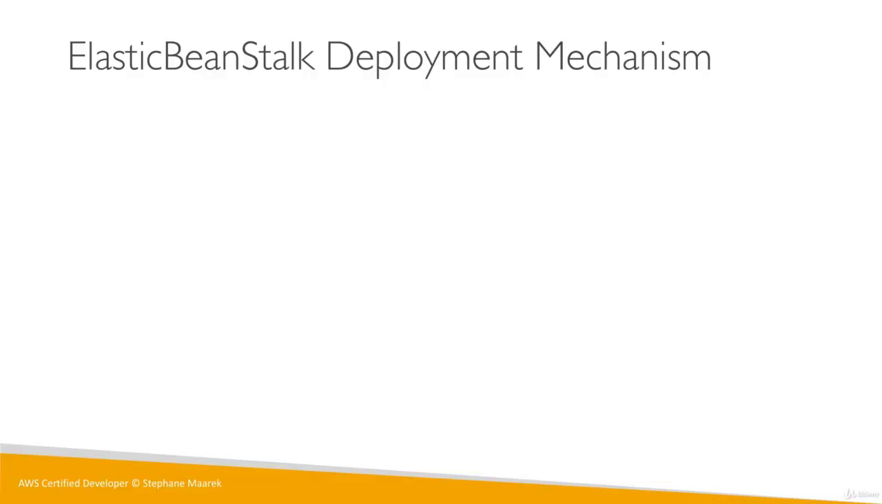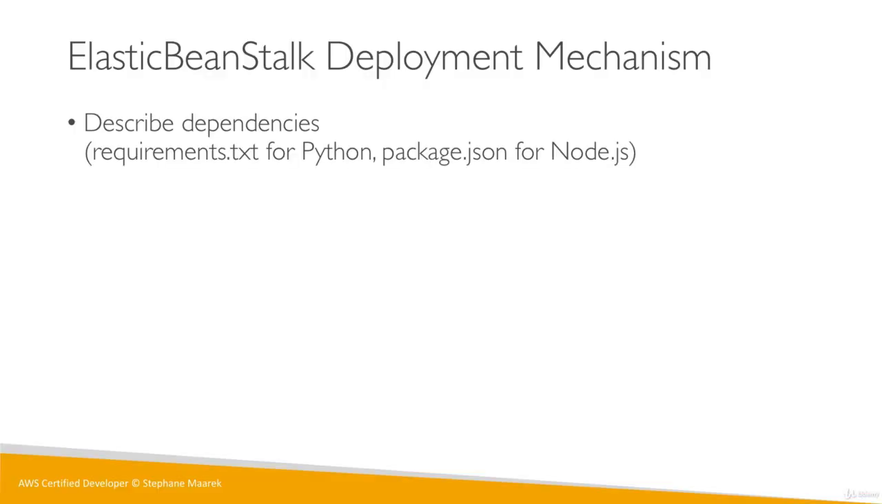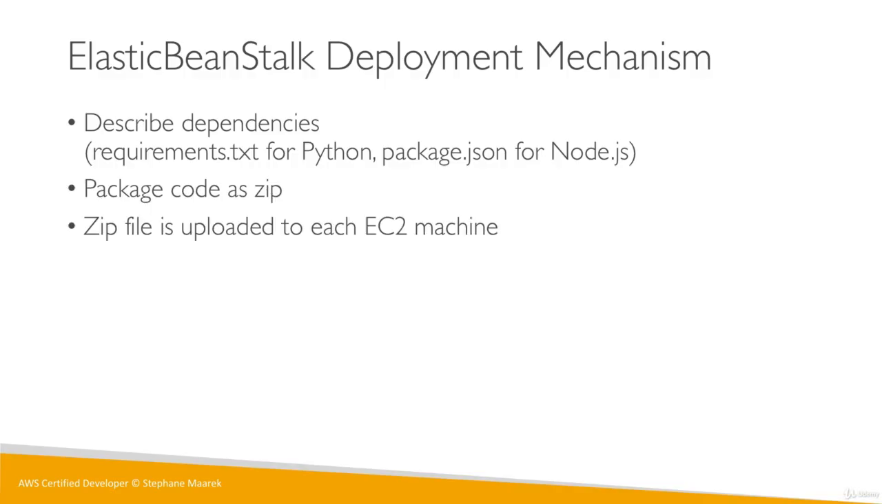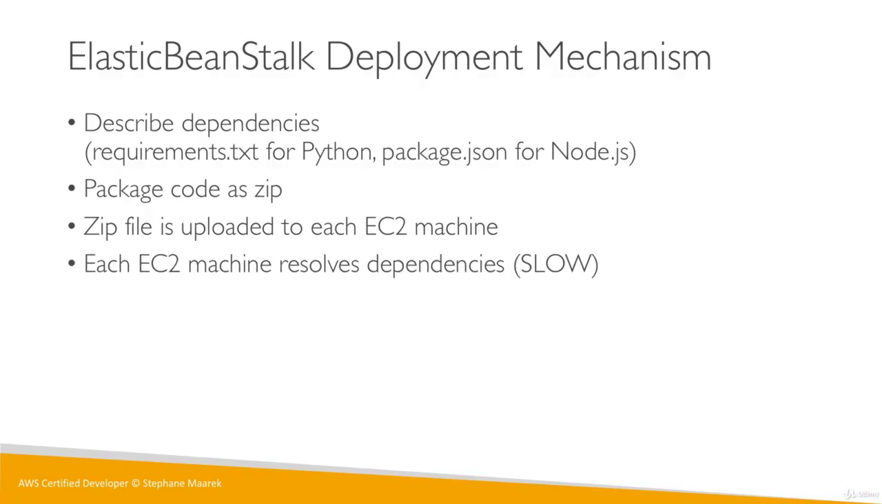Finally, just an optimization around the deployment mechanism. Basically, when you deploy your application, you describe the dependencies of your application. That could be a requirements.txt file for Python, package.json for Node.js, or other files. And so you package all your code as a zip file. That zip will get uploaded to each EC2 machine, and then each EC2 machine will resolve the dependencies. That can be slow if you have a lot of dependencies or they're very big.